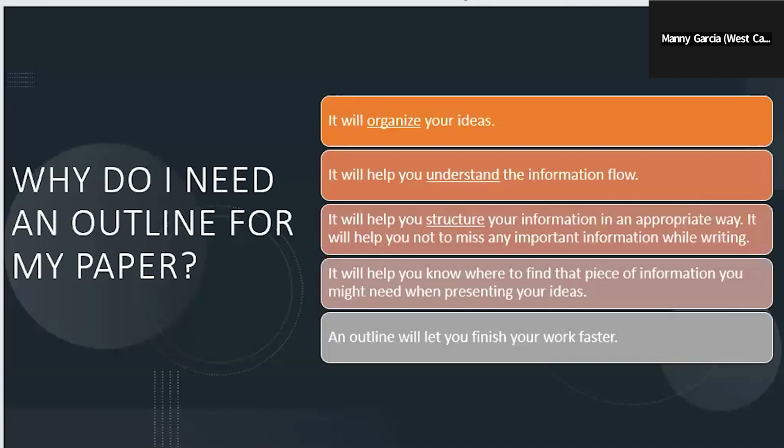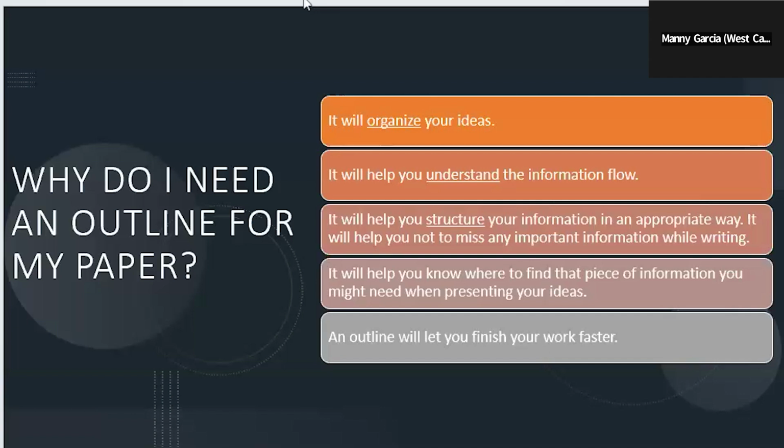It will help you structure your information in an appropriate way. It will help you not to miss any important information while writing. A lot of these things have to deal with structure and organization, folks. The essay is like a skeletal system. Every piece of the skeleton is important in keeping the human body operating and moving and upright in the way that it is. Well, a paper is the same thing. The body paragraphs are the middle, and every good paper has a foundation that keeps it grounded together.